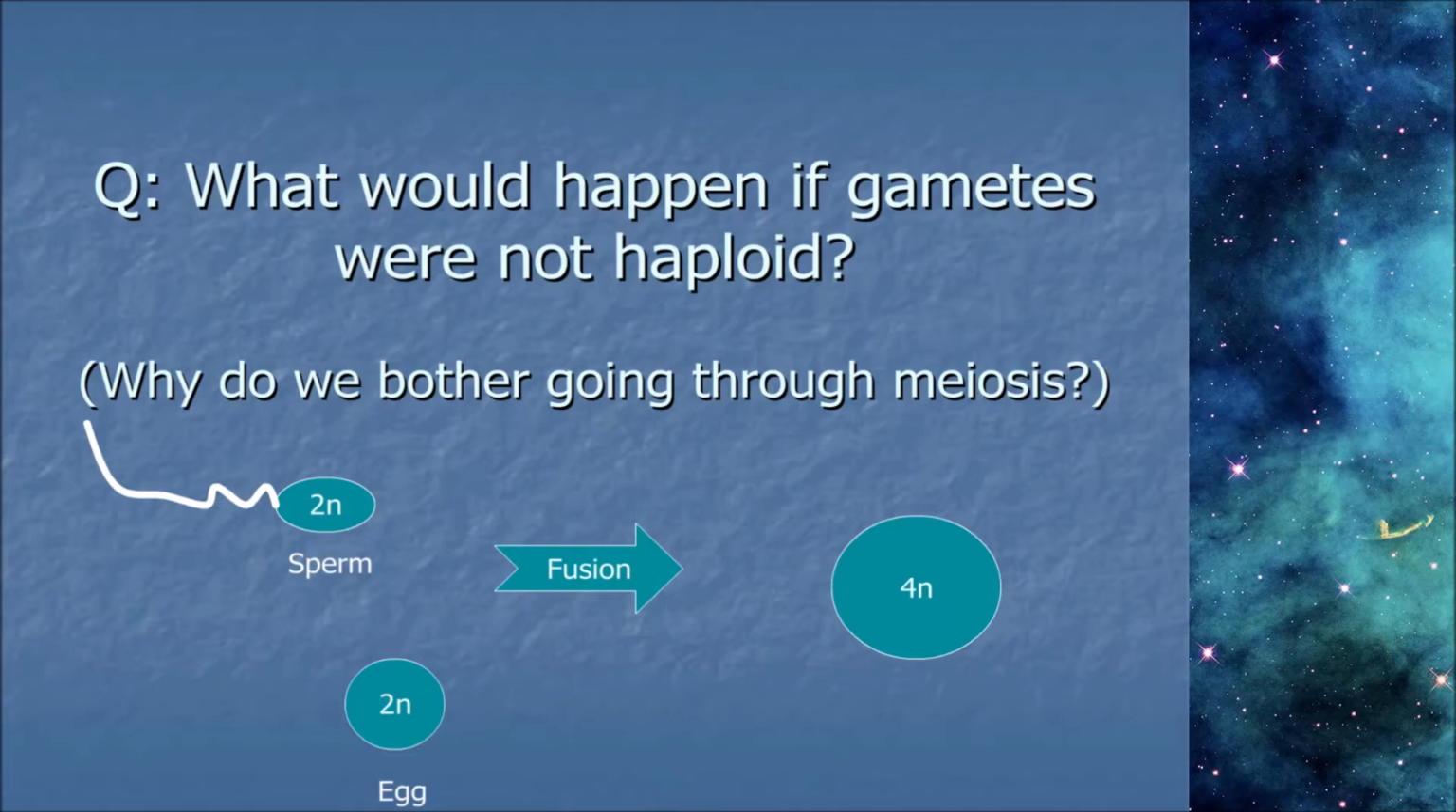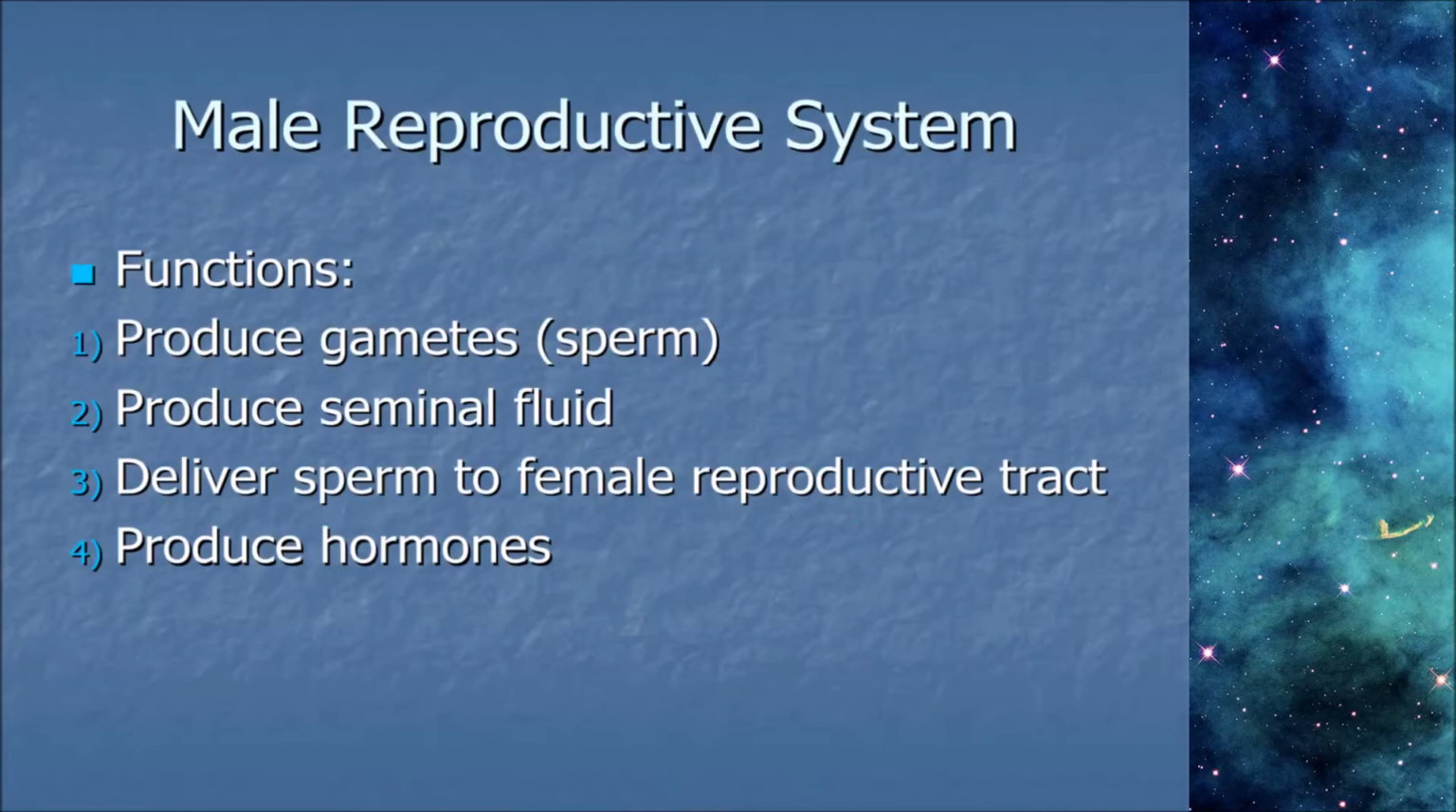Okay, so now that we've had an overview of the process of meiosis, we're going to start talking about the male reproductive system. Now, I'm not slighting anybody here by starting with males. We're simply starting with the male reproductive system because it's the simplest of the 2 reproductive systems.